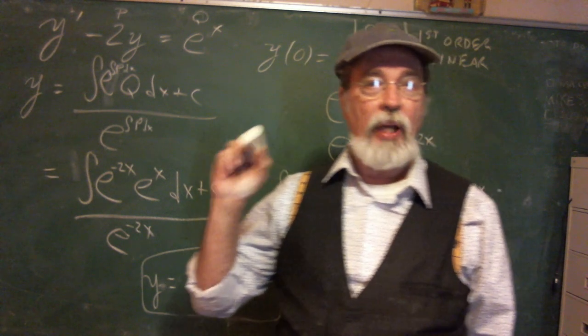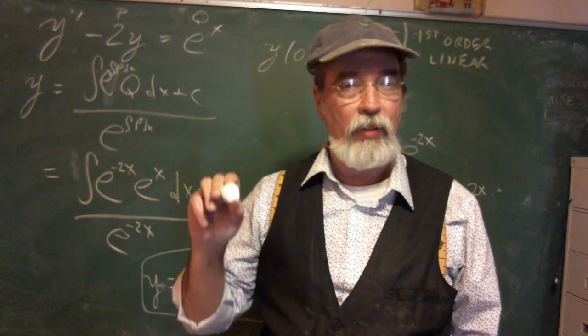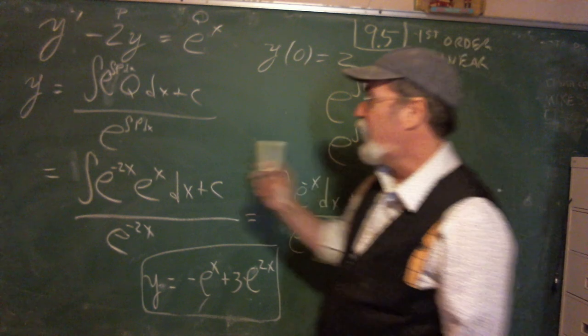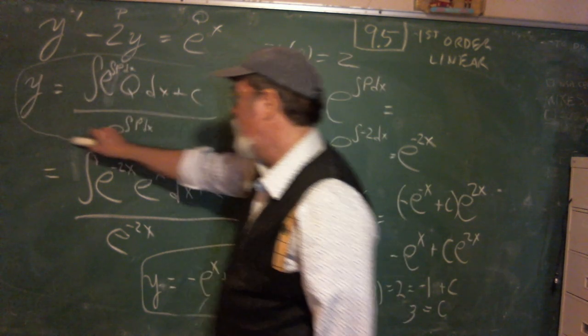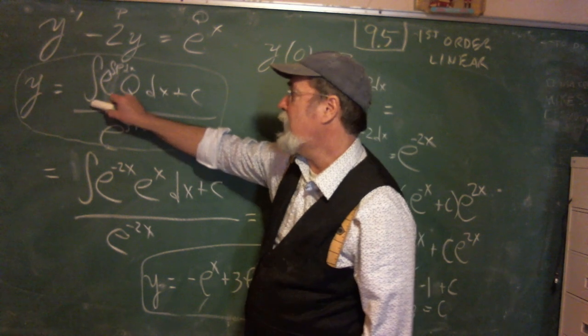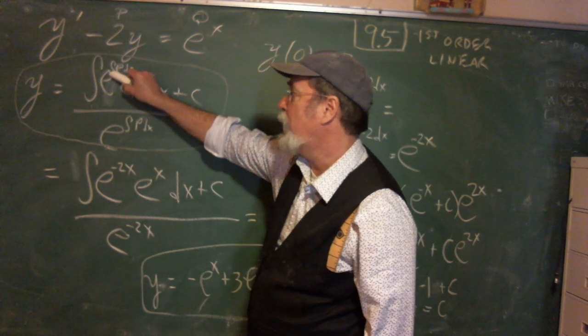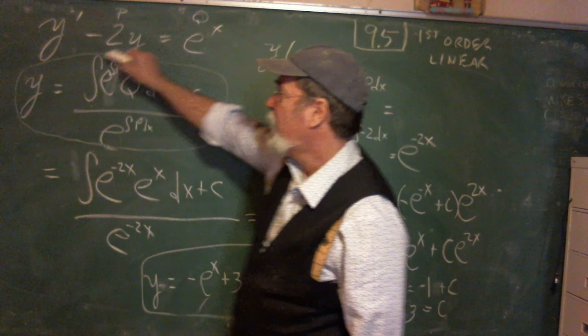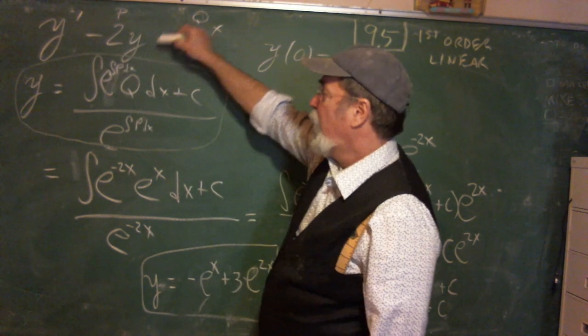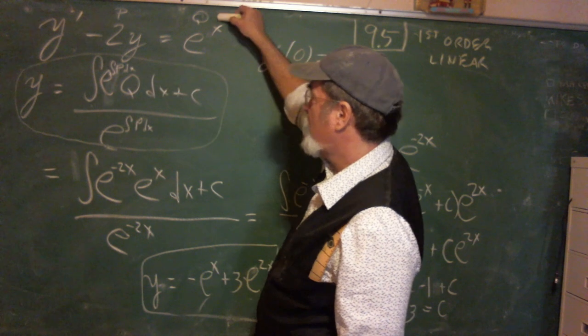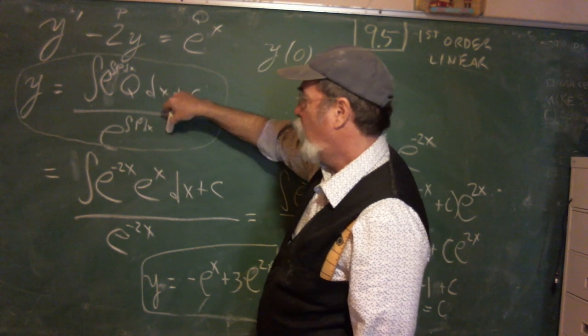And I'm giving you the way to do it. It's not in the book. My way's better. It's shorter. But you have to do a little thing. Here's what the solution always is. Be able to use this. It's integral of e to the integral p, where p is the thing that's times the y. You got to have y prime by itself, nothing times it. And times q, where q is this term over here, plus c, all over e to the integral p.